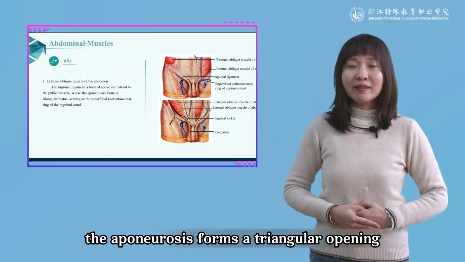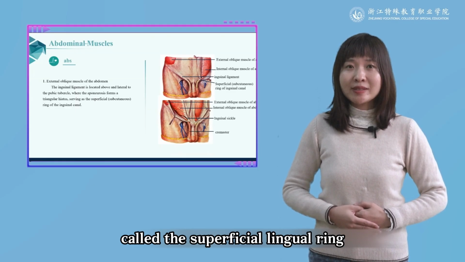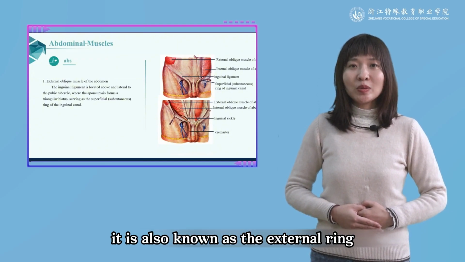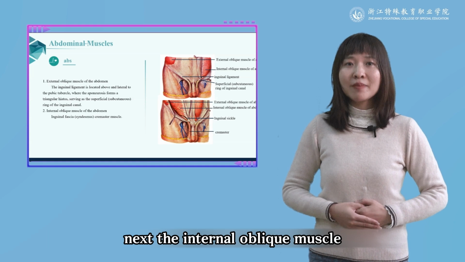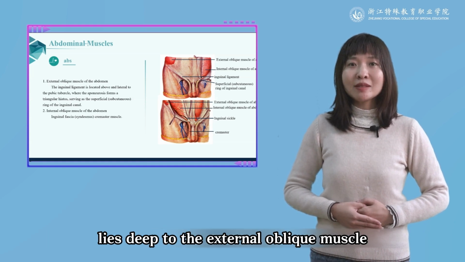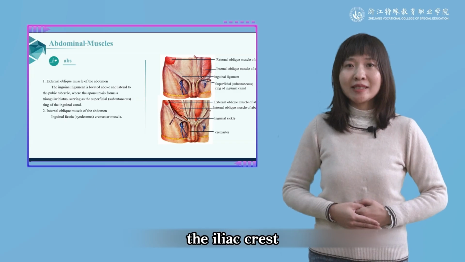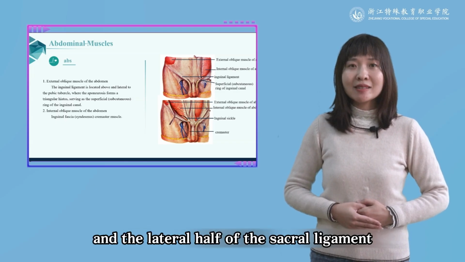The aponeurosis forms a triangular opening called the superficial inguinal ring. It is also known as the external ring. Next, the internal oblique muscle lies deep to the external oblique muscle. It originates from the thoracolumbar fascia, the iliac crest, and the lateral half of the inguinal ligament.